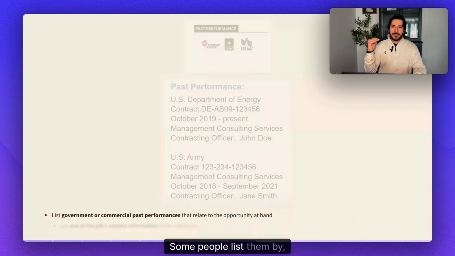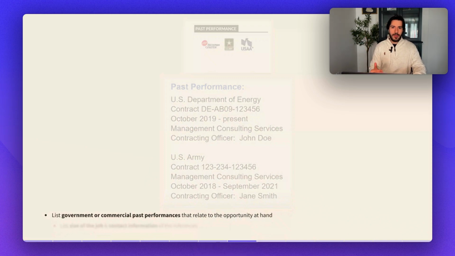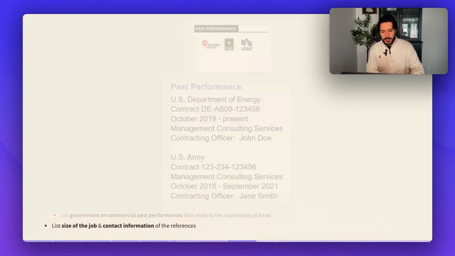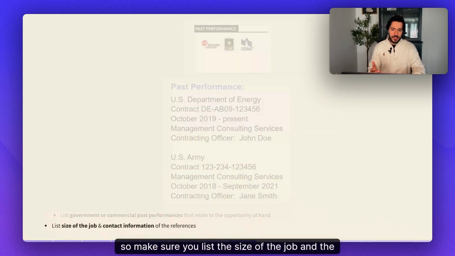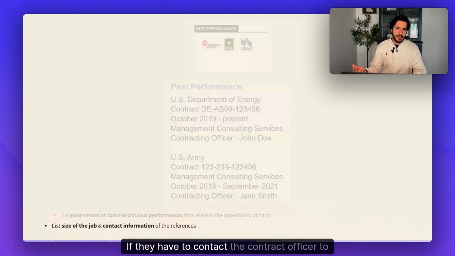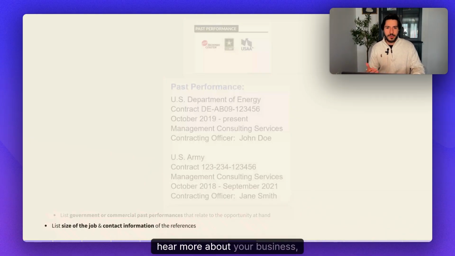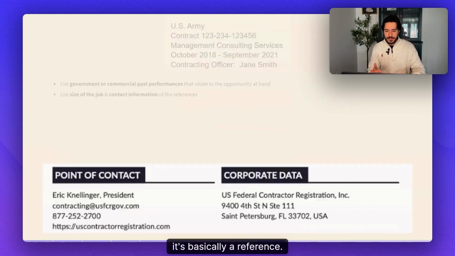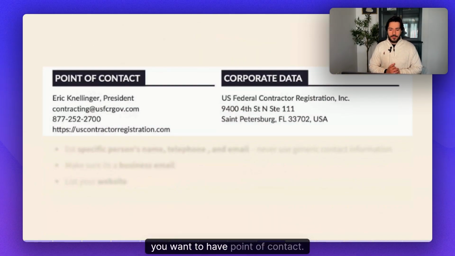Some people list them by most recent and then go back in time. But also, you would want to highlight ones that you think would make you look good. So make sure you list the size of the job and the contact information, in case they have to contact the contract officer to hear more about your business and how their experience was with you. It's basically a reference. And finally, you want to have a point of contact.